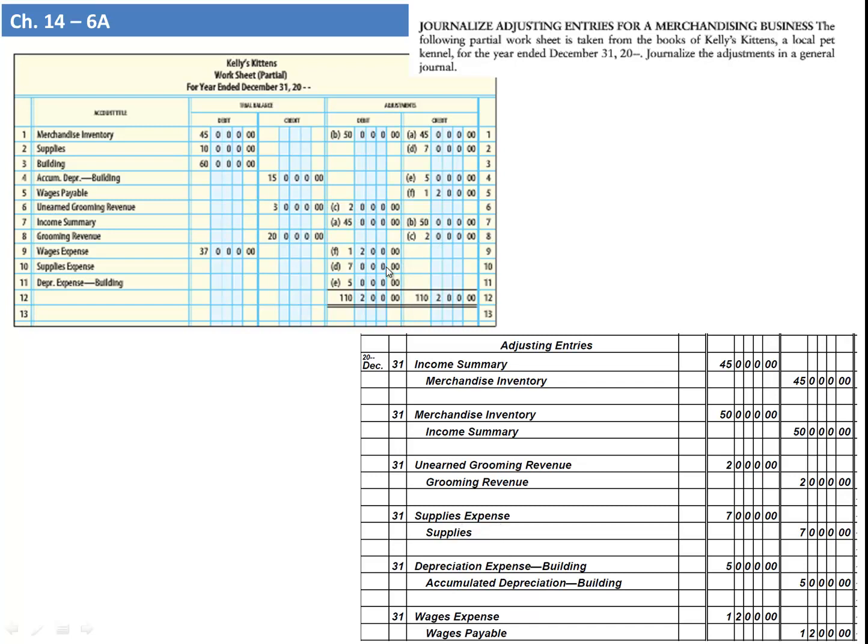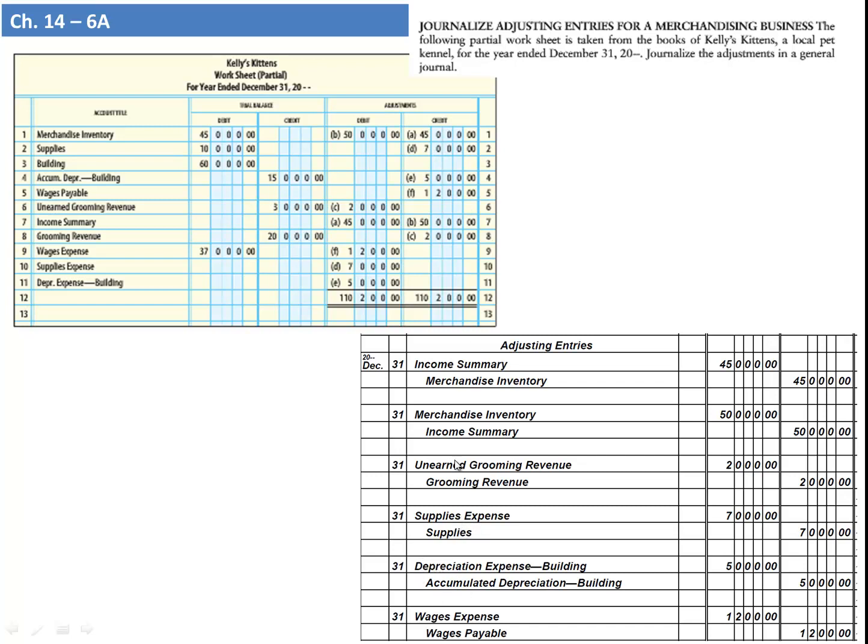Then we use some supplies. You can see your supplies account here. We use $7,000 worth of supplies. So this is a refresher. When we use the supplies, we credit or decrease the supplies account and debit supplies expense for the amount used.